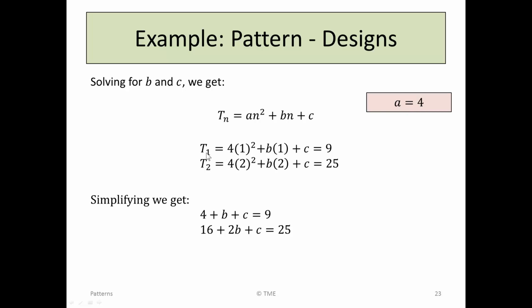The first term, which we know has 9 tiles, is 4 times, for the a, 1 for the n, so 1 squared, plus b, we don't know, times 1 for the n, plus c is 9. And for term 2, we know there are 25 tiles. It was a 5 by 5 square. So it's 4 for the a, n squared, 2 is n, so it's 4 times 2 squared plus b times 2 plus c. So we have two equations now for t1 and t2.